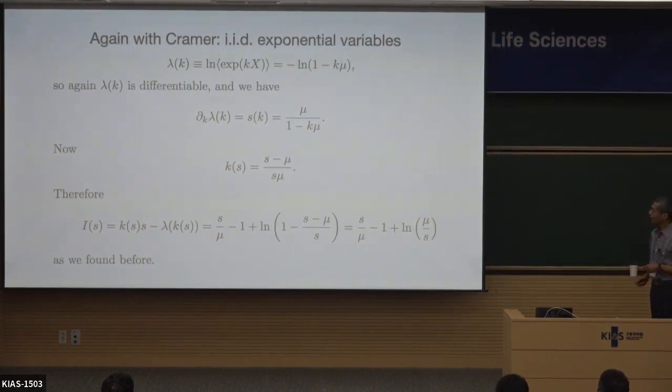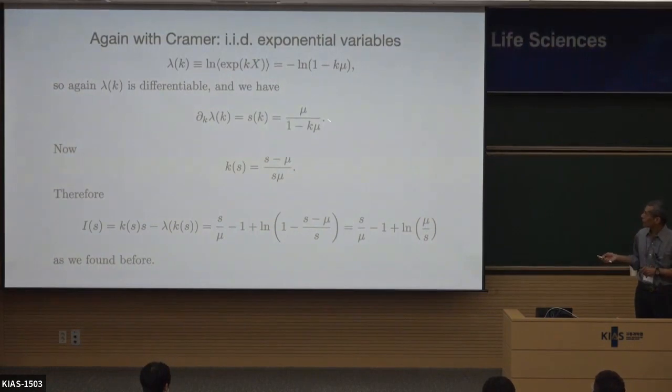Now, a calculation that I did not do for you in detail was that integral for the exponential distribution, right? Because it's a little messy, you've got to do all these n-dimensional integrals and watch out for induction and this and that, okay? But with Cramer's theorem, it is trivial to calculate this. So Cramer tells us that lambda of k is the log of the expectation of exponential of kx. Well, for an exponential distribution, it's totally straightforward to calculate, and it comes out to be minus log of 1 minus k mu.